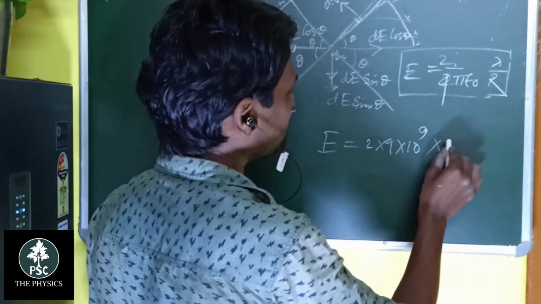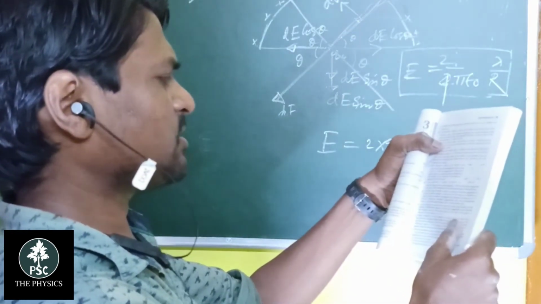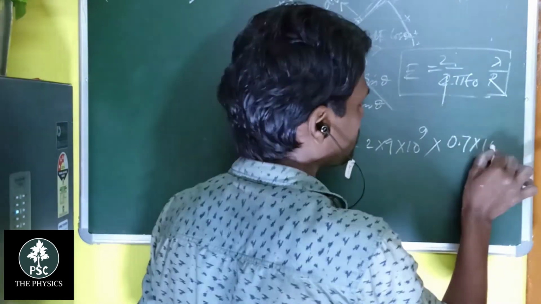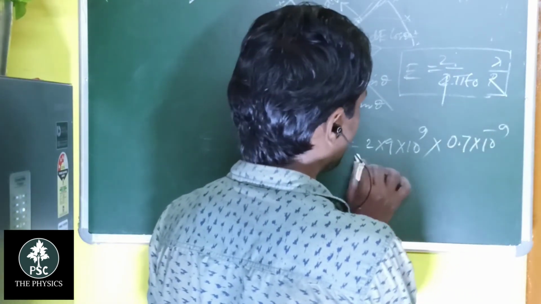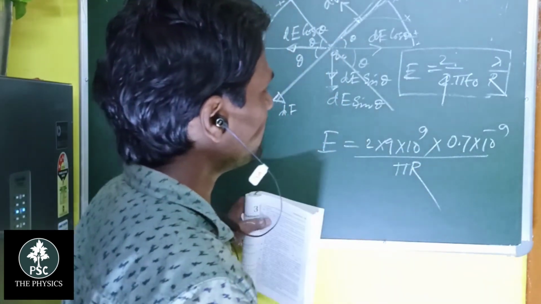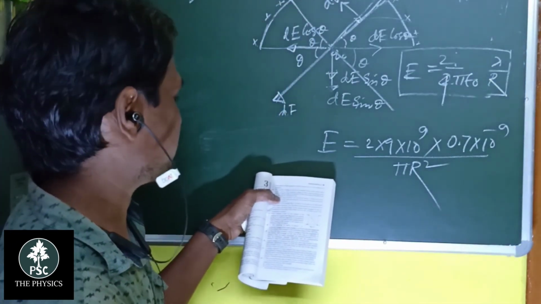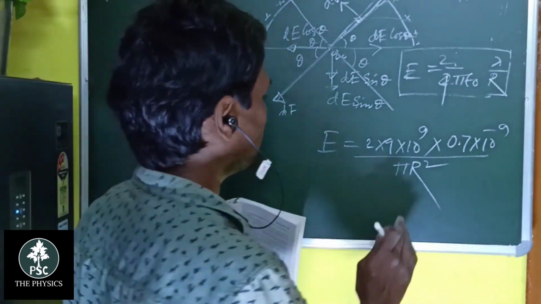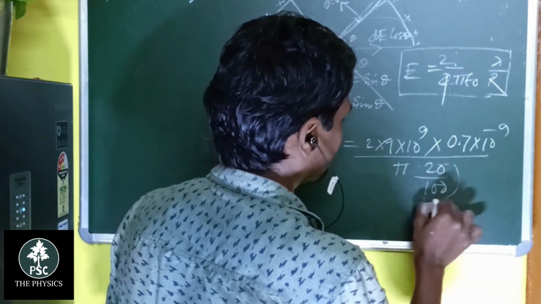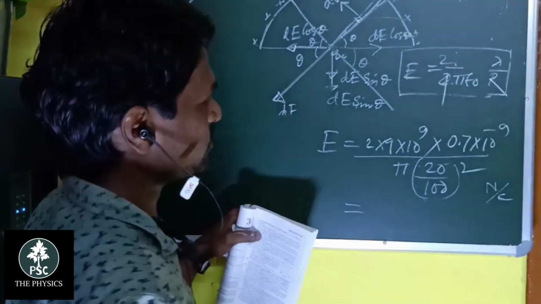Lambda equals total charge divided by total length, that is pi r. The total charge is given as 0.7 nanocoulomb, so 0.7 into 10 to the power minus 9 divided by pi r. Here r is given as 20 centimeters, so 20 by 100, and this is squared. The unit is Newton by Coulomb. So this is the answer, Newton by Coulomb.